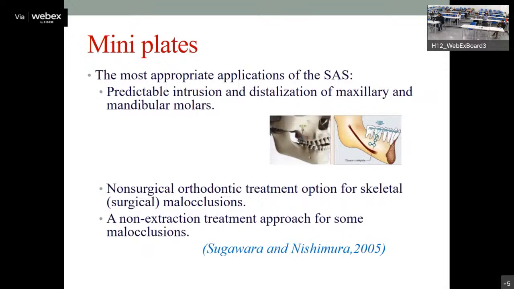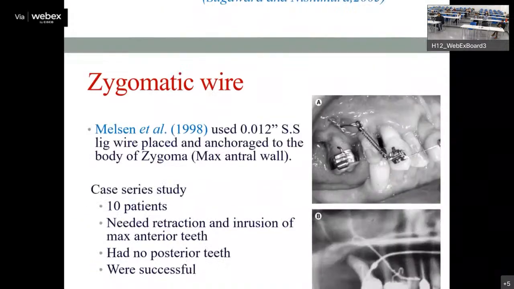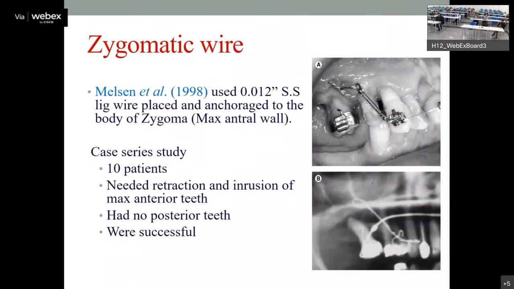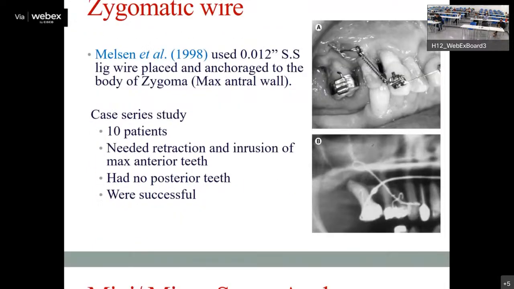Zygomatic wire was described first by Melsen in 1998. They used 0.012-inch stainless steel ligature wire, which was placed and ligated to the body of the zygoma. They reported a case report on 10 patients who required retraction and intrusion of upper maxillary teeth, but unfortunately they had no posterior teeth to use for anchorage reinforcement. They used zygomatic wire and they reported that it was successful.